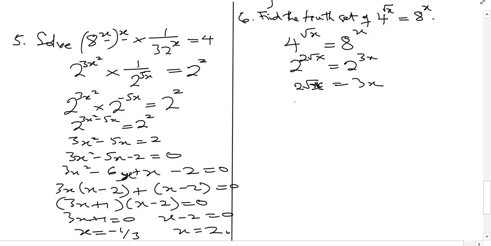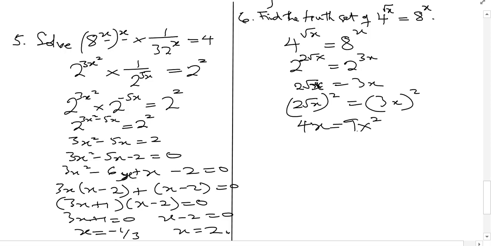So squaring both sides, I have 2 root x squared equals 3x squared. Now when I square this side, I'm going to get 4x, because 2 squared will give me 4. Root x times root x will give me x from our lessons in sets, and this will give me 9x squared. And so it is leading me again into a quadratic equation. That is 9x squared minus 4x is equal to 0.